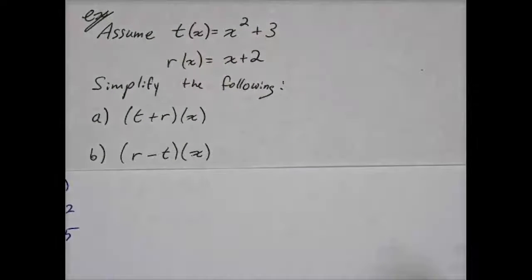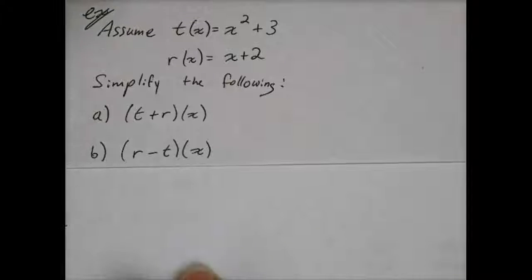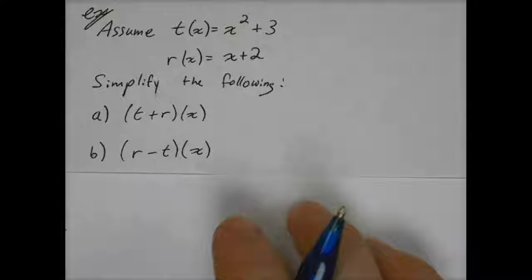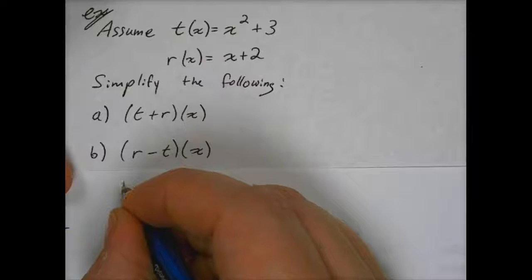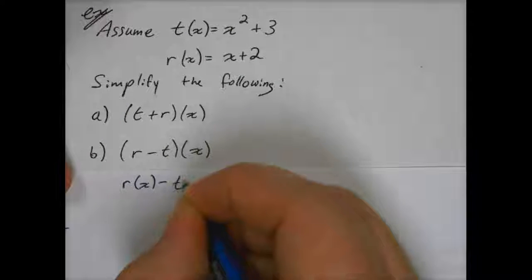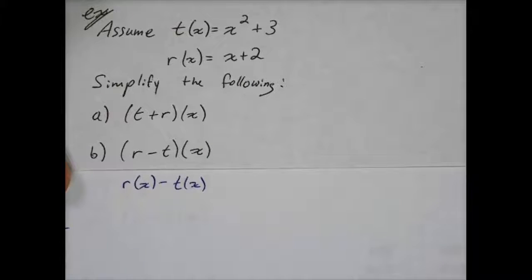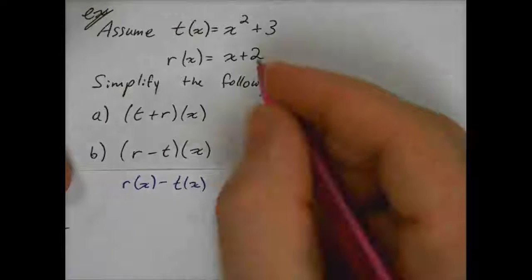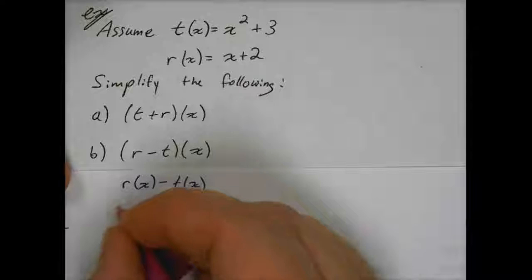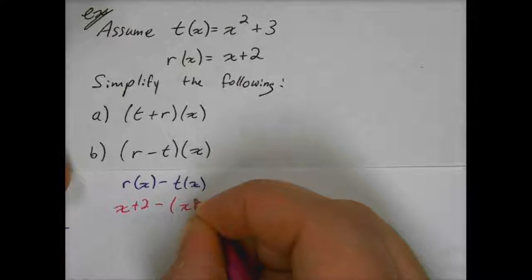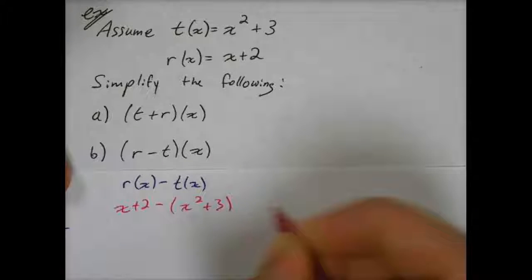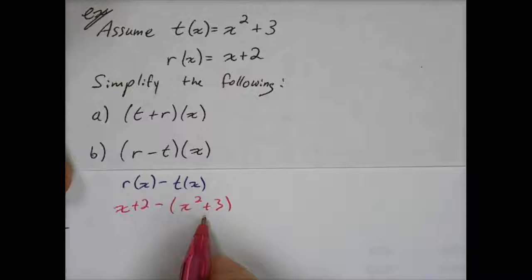One that's a little bit tricky is subtraction. So again, pay attention to the way things are written. Make sure you follow the order. Here I have r minus t of x. So r of x minus t of x. So now, just be careful with subtraction. r of x, again, is x plus 2. So I have x plus 2 minus what t of x is, and I need to subtract this whole function. So make sure you throw parentheses around because I want to subtract the entire function.